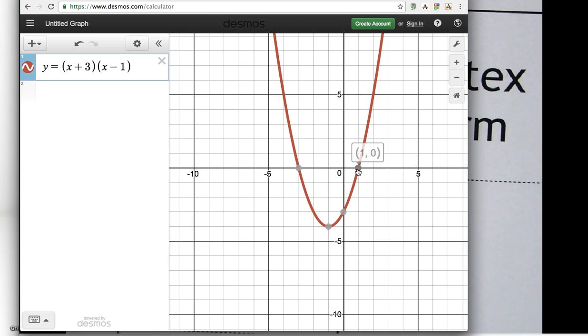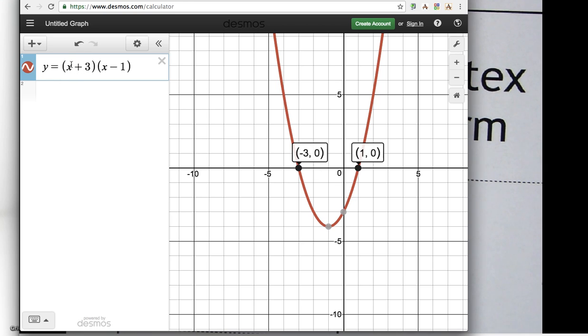Well, if I'm hovering over these points, negative 3 and 1, I'm noticing they would be the solutions to this quadratic if it were equal to 0. And so we talked in class today about how x-intercepts are also called zeros, and that's because they're the values of x that would produce 0 as an output. So when you're given a quadratic in factored form, what it will essentially tell you are the x-intercepts.